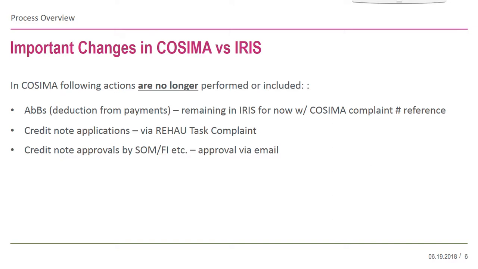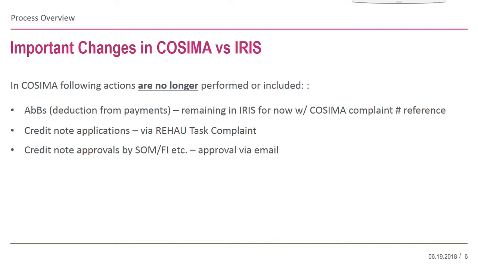There are some actions that are no longer going to be performed in Cosima as they were in Iris, and this is to include ABBs or deductions from payments. For now, these are going to remain in Iris. However, the Cosima complaint number or Cosima complaint ID must be referenced in Iris when filing an ABV.